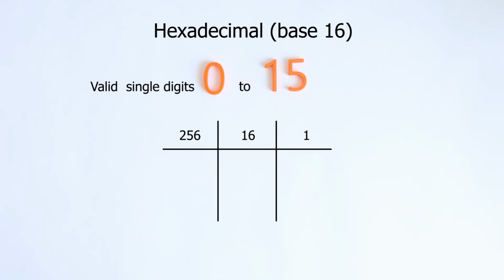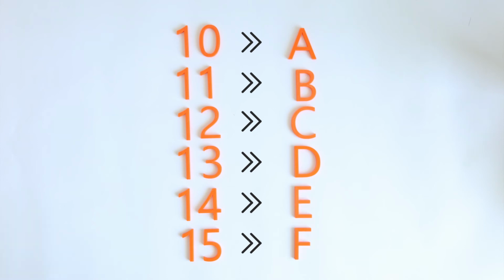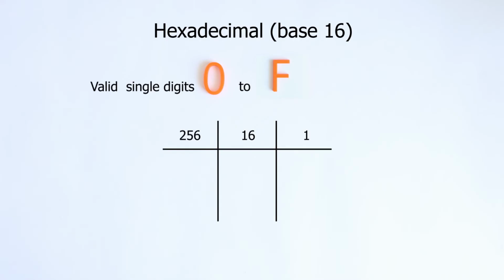This begs the question, how do you represent the values of 10 to 15 in a single digit column? The way this is done is using the letters A to F. So decimal 10 is represented with an A in hexadecimal, 11 a B, 12 a C, 13 a D, 14 an E, and 15 an F. So you can have numbers like E5B in hexadecimal, which is 3675 in decimal.